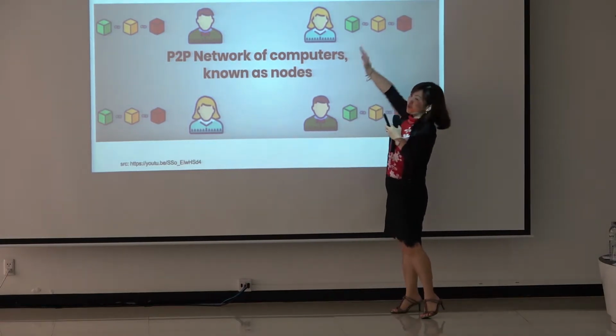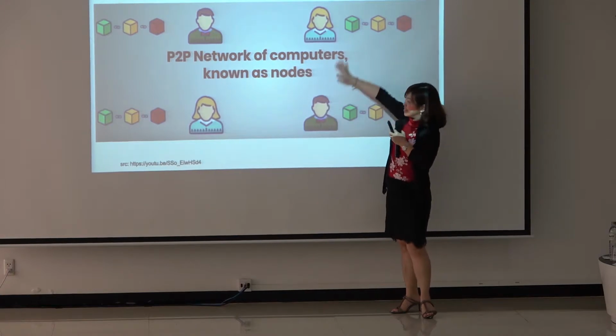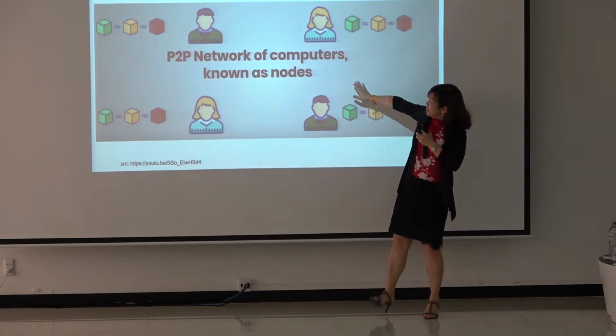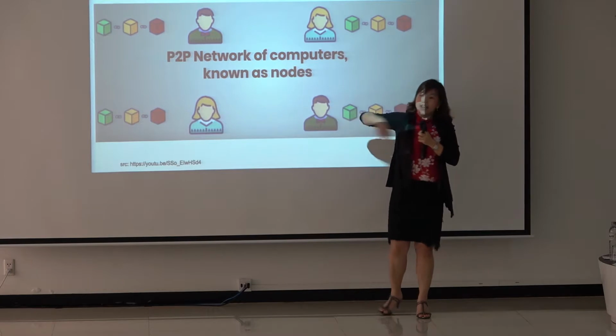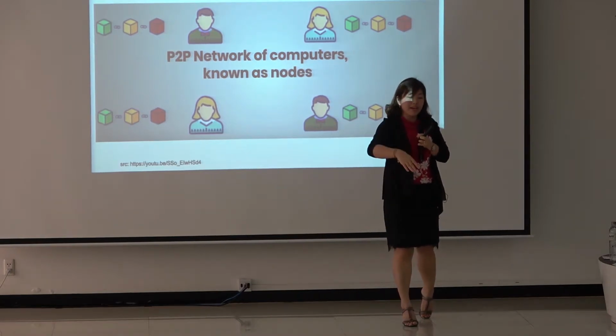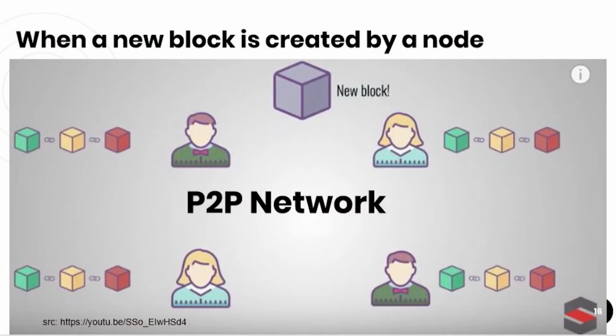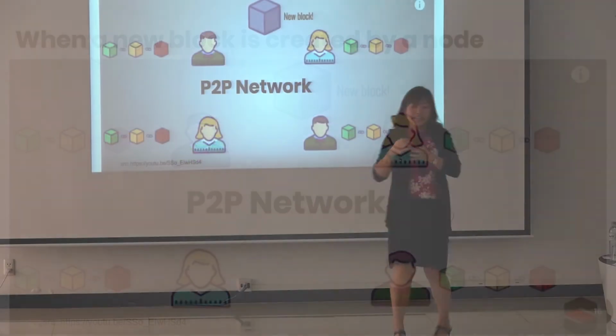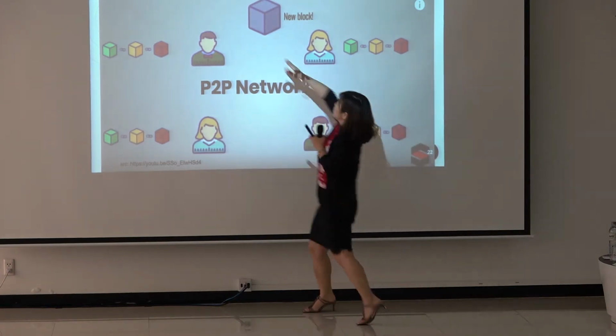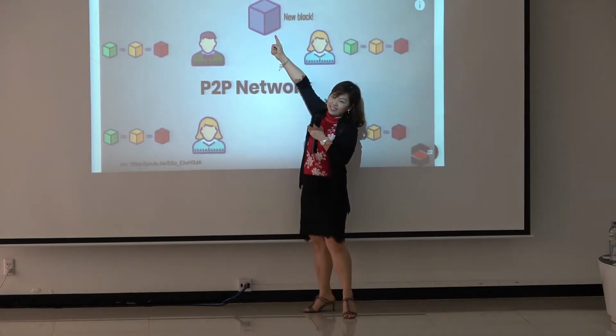So a peer-to-peer network, or blockchain network, is a network of computers known as nodes that anyone can join and participate in this chain. So what happens when a new block is created, because some transaction is generated, someone wants to transfer some money to another person? Then it has to be written inside a block, right? So this new block contains the data.